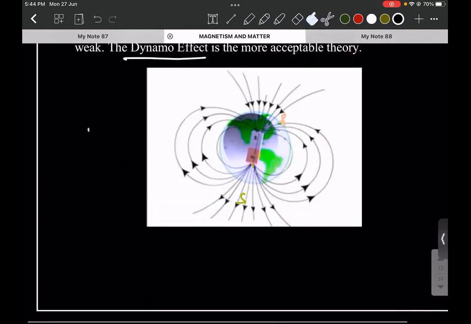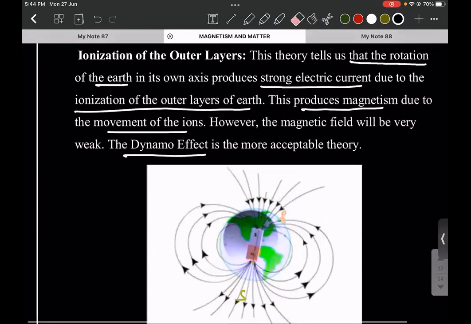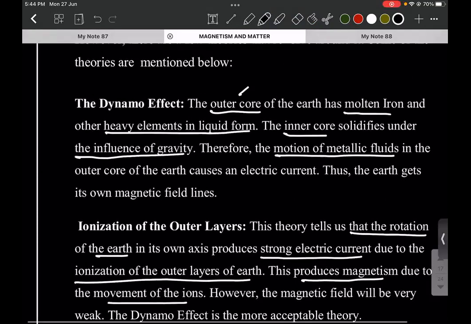Sir, can you tell the dynamo effect once again? The outer core of the Earth has molten iron. The inner core has solids. So the molten iron and the heavy elements which are present in the liquid form actually flow. When they flow, they constitute an electric current, and due to this electric current, they are saying a magnetic field is generated. Yes. Okay.